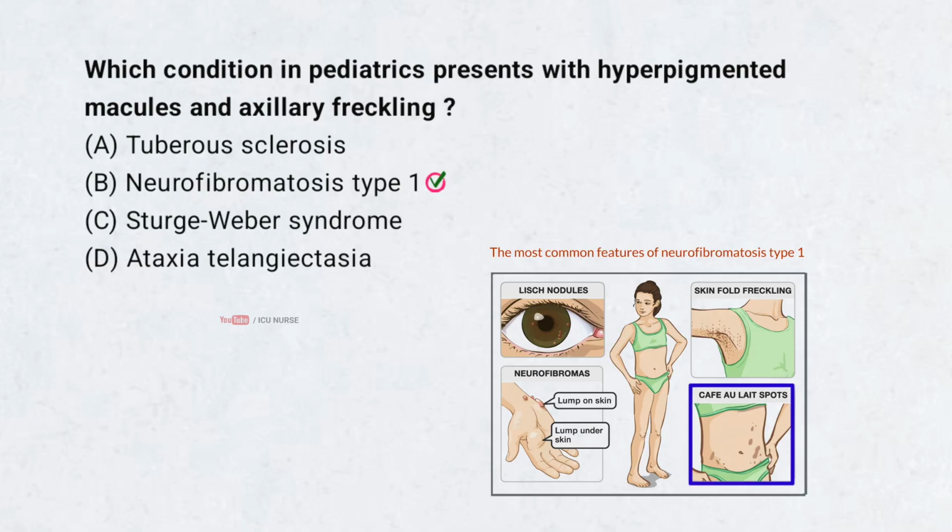Neurofibromatosis type 1 shows cafe au lait spots and axillary freckling as early signs. It may also involve neurofibromas and learning difficulties. It's a genetic condition with variable expression. Regular follow-up is needed for associated complications.